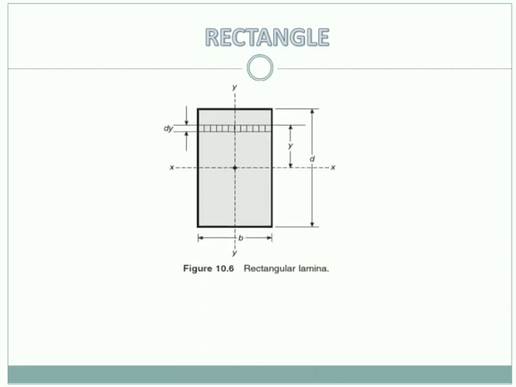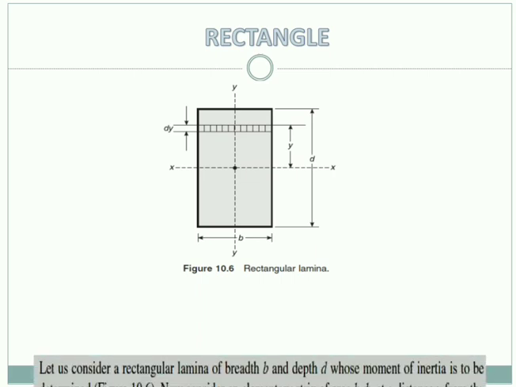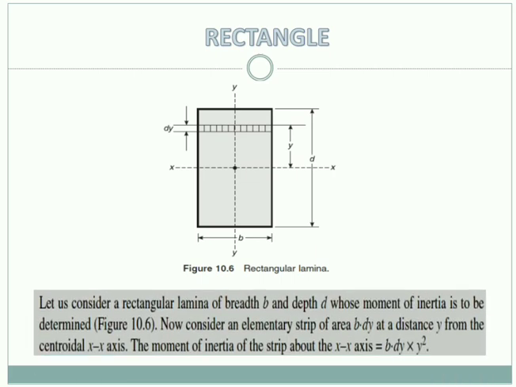So first, let us start with the rectangle. In the figure, we have a rectangle of breadth B and depth D. Then we have marked the centroidal axis because we know where the CG of the rectangle lies directly. That is, XX axis and YY axis represent the centroidal axis of the rectangle. Then for analysis, let us consider a small elementary strip of depth dy, which is at a distance y from the centroidal axis.